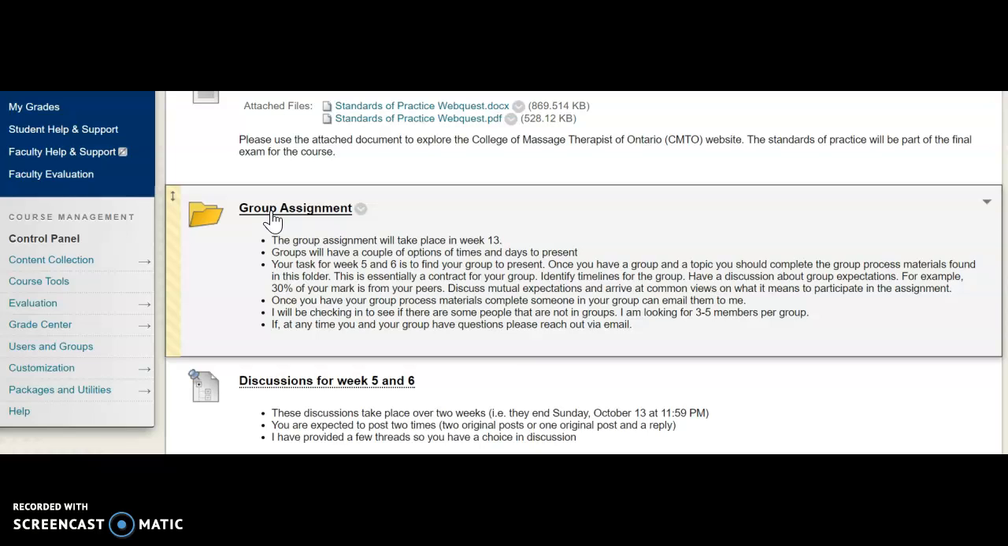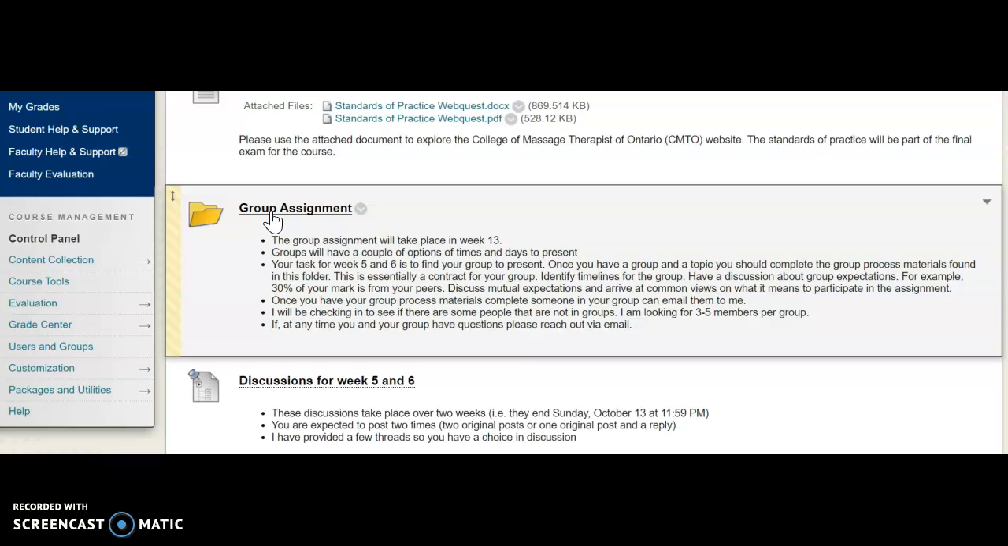Your task for this week and next is to find your group so that you can come together around a common topic. You're going to actually work through some materials as well, so there's a contract that I'd like you to fill out. 30% of your mark for the group assignment comes from peer assessment, so do talk about mutual expectations and what you all expect to get out of the course itself. Or the assignment itself, rather.